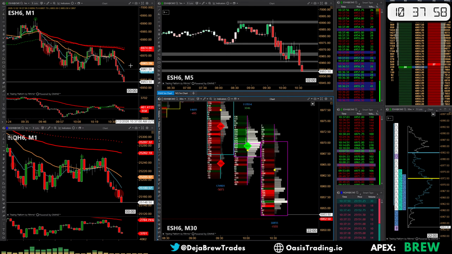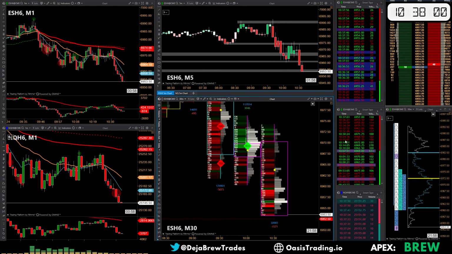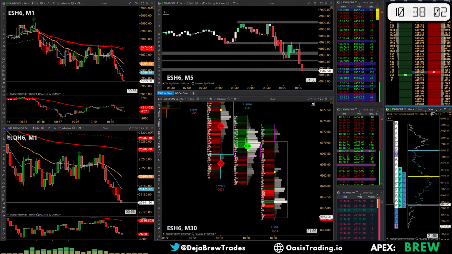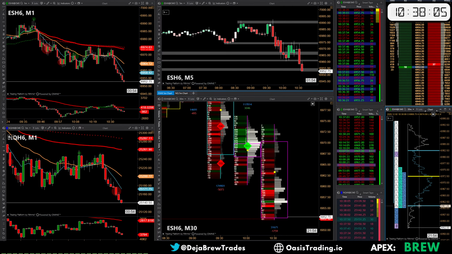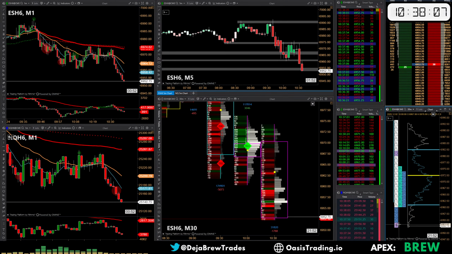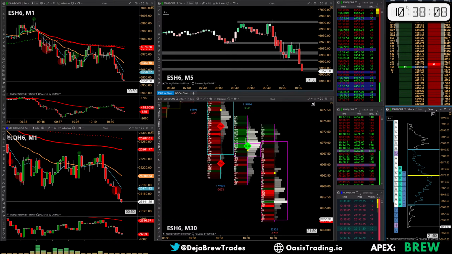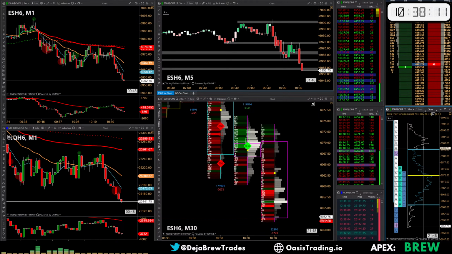You can see it's starting to get pretty impulsive here now that we lost that node that we were fighting over. They picked a pretty good time to push too because they've got plenty of time before the single prints come in.